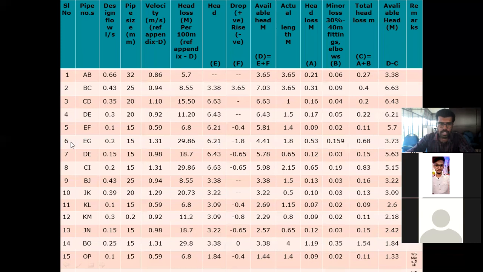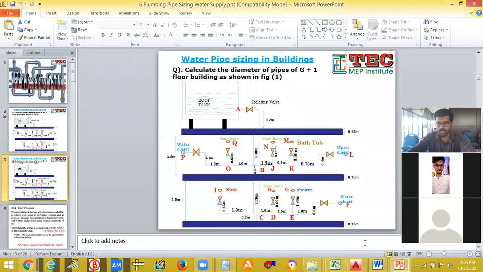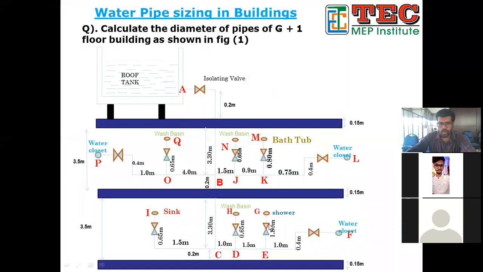Why? Because for EF and EG, the common head point is E itself. That's why the 6.21 came here also. That head has the same head. For EF and EG, it has the same head because it is starting from this E part only. So the same head will be common for EG and EF.